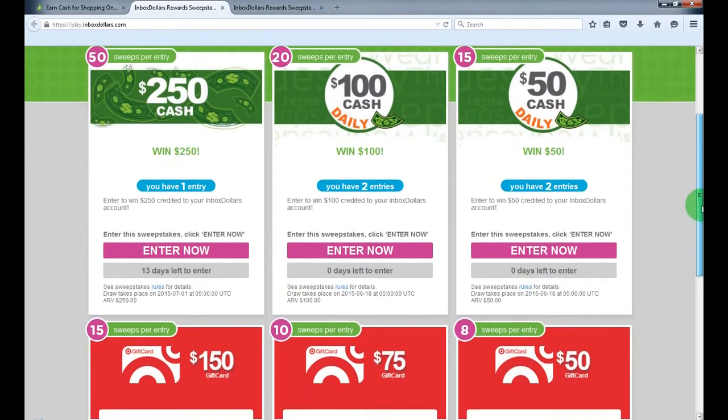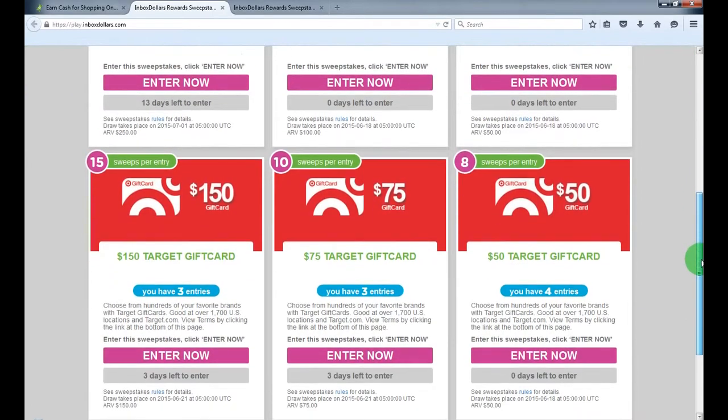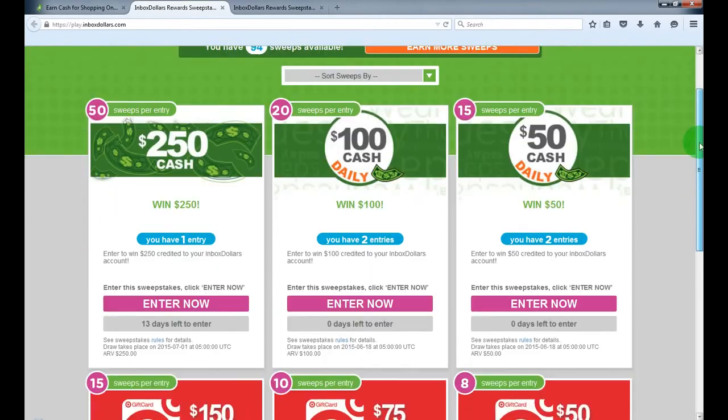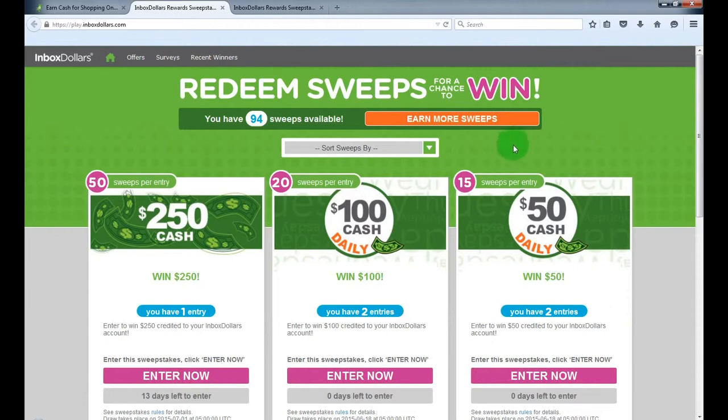cash draws and a few of the gift cards as well. I'll enter another one. I've got 4 entries. So yeah, it's a cool website for some extra cash.